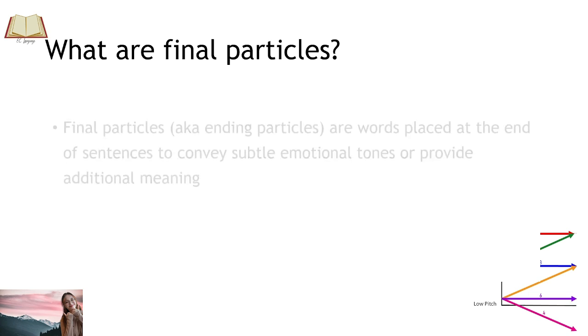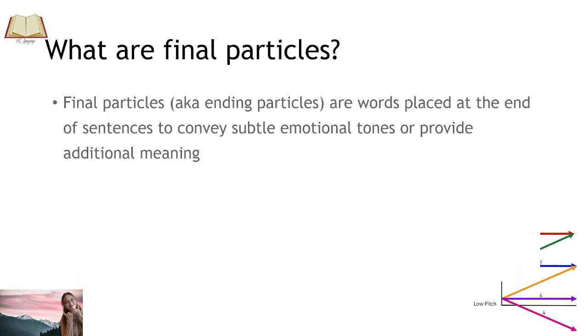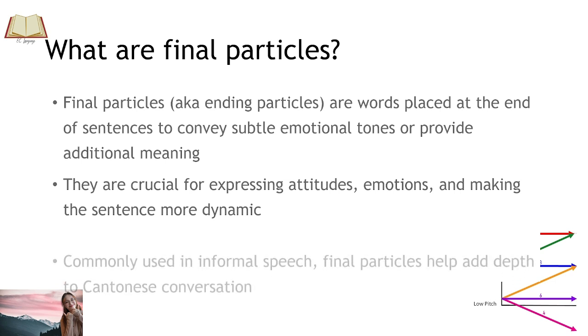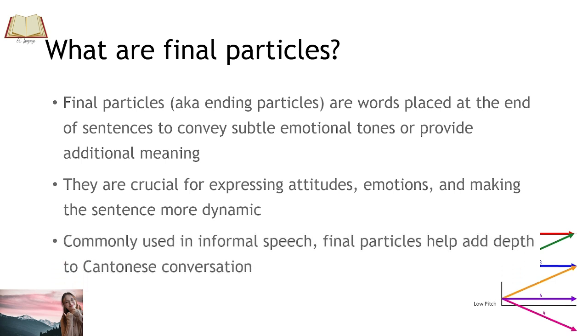Just to recap, what are final particles? Final particles, aka ending particles, are words placed at the end of a sentence to convey subtle emotional tones or provide additional meaning. They are crucial for expressing attitudes, emotions, and making the sentence more dynamic. And they are commonly used in informal speech. Final particles help add depth to Cantonese conversation. For more information, refer back to my previous videos.